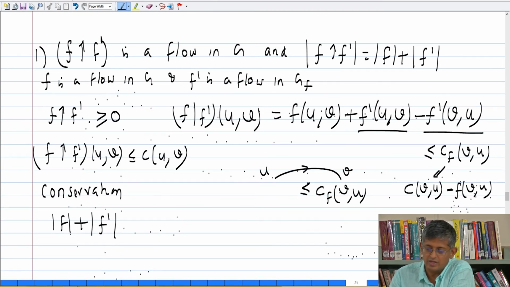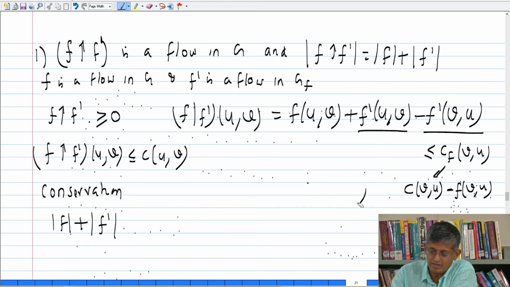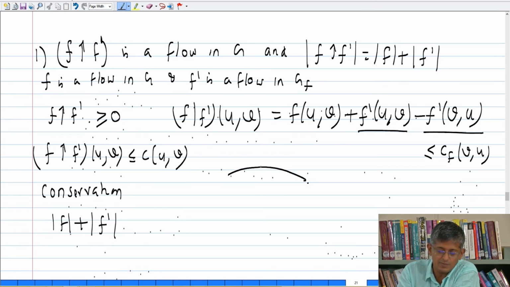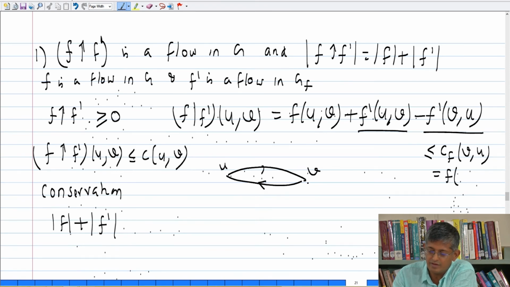Oh, the edge is uv only, right. Yeah, I'm sorry, yeah, I got it, right. So let us just recall this. I'm looking at this particular edge uv, and so therefore this would have actually been equal to f of u comma v. So let us just look at it. This is the definition of the residual network.